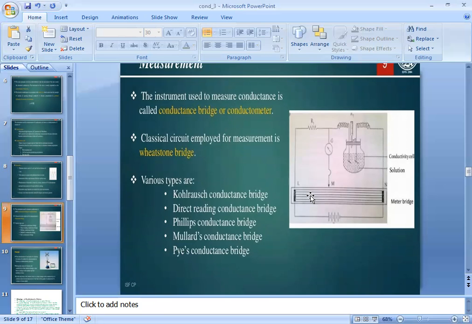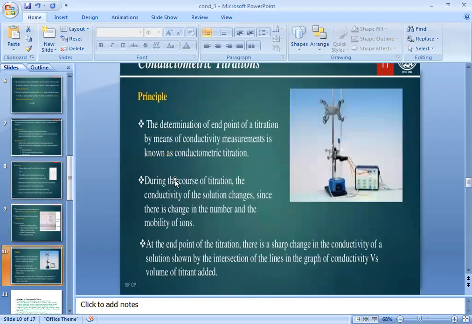Okay, so the classical circuit जो हम लोग use करते हैं वो Wheatstone bridge है, और दूसरे भी अलग types के bridge हम लोग use कर सकते हैं: Kohlrausch conductance bridge, या फिर direct reading conductance bridge, Philips conductance bridge, Pollard's conductance bridge, and Pye conductance bridge. So now we will see how we are going to do the conductometry titration.